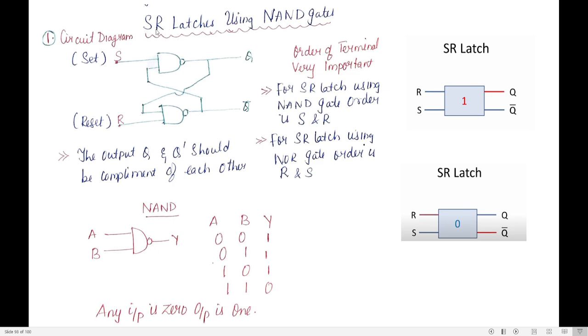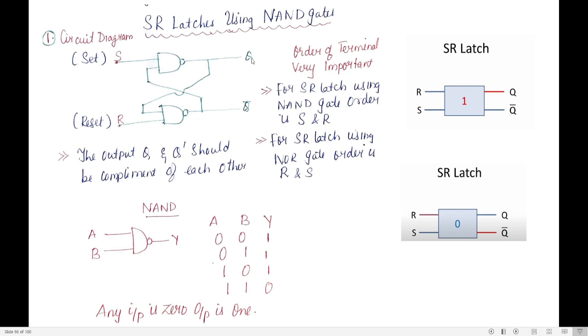We are going to design the SR latch using NAND gates, so we are going to use two NAND gates, a top gate and a bottom gate. S should always stand at the top. The order of terminals is very important. S should stand at the top, R should stand at the bottom. S is connected to a NAND gate, R is connected to a NAND gate. Output of the first NAND gate is fed as the input of the second NAND gate. Output of the second NAND gate is fed as the input of the first NAND gate.